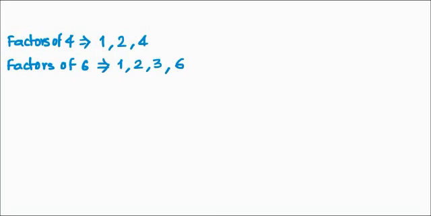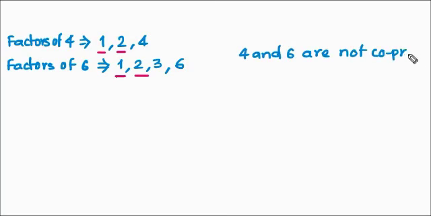You can see here 1 is common, 2 also is common. And we see that between 4 and 6, we have two common factors, 1 and 2. Therefore, 4 and 6 are not co-primes. And therefore, the number which is divisible by 4 and 6 will not be divisible by their product, that is 24.